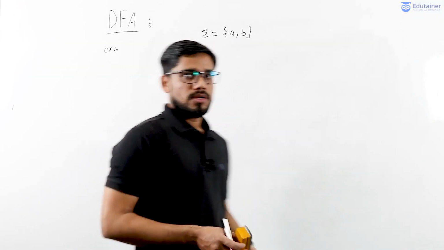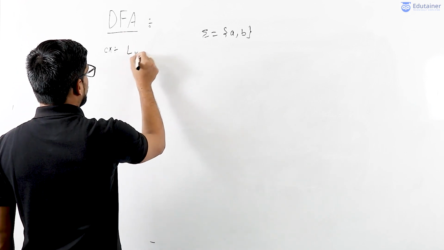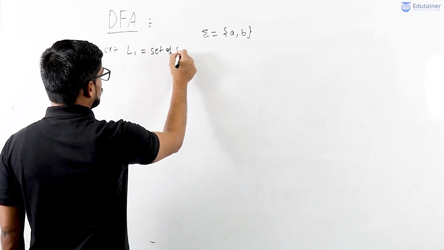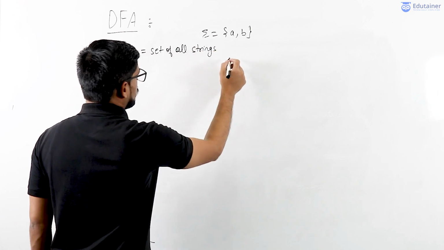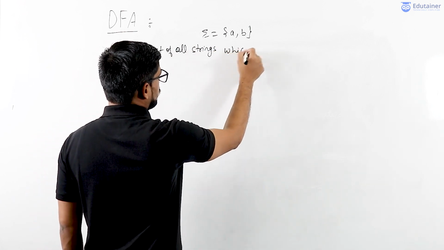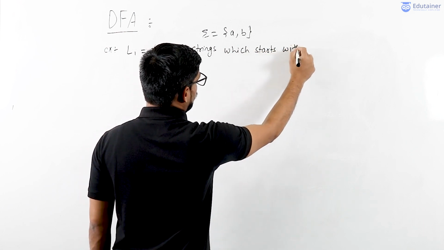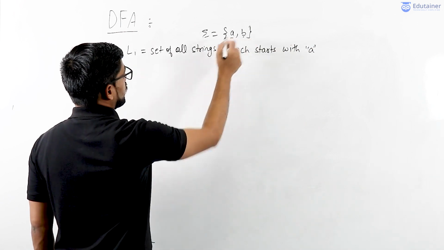Hello everyone. So the next example will be, let's say, language L1 contains the set of all strings which start with A, and our given alphabet is {A, B}.